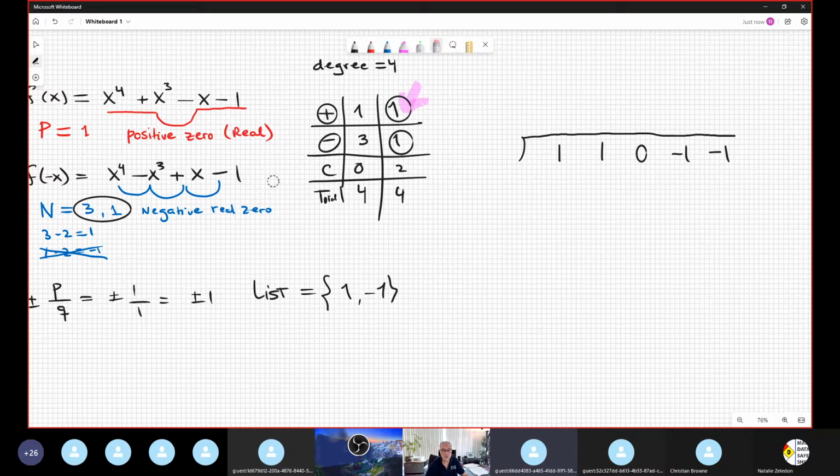Okay, and you try, for example, 1 or negative 1. I try in my paper 1. Bring down 1 without doing any operation. 1 times 1 is 1. 1 plus 1 is 2. 2 times 1 is 2. 2 plus 0 is 2. 2 times 1 is 2. This is 1, and 1 times negative 1 is 1 positive.